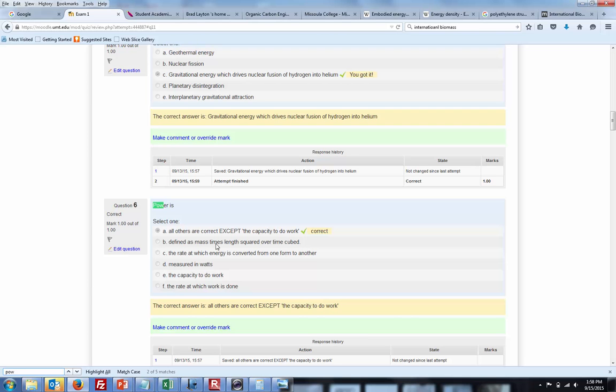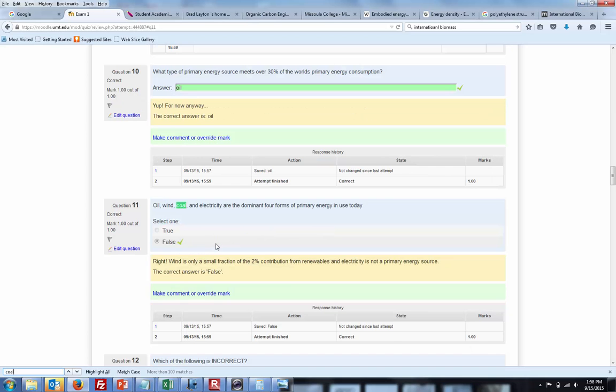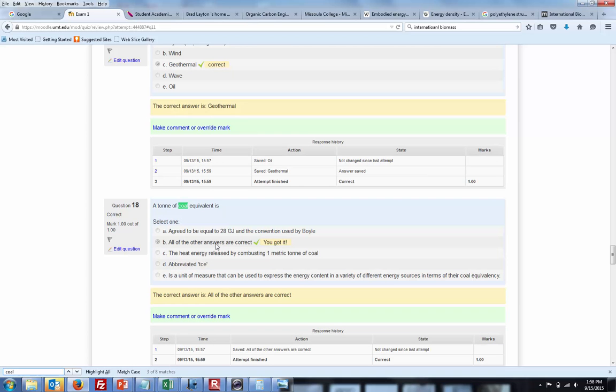And then the ton of coal equivalent. Is that just because the answer was 28 gigajoules? No, that's where they tripped you up. It was 4.2 instead of 42. Are you talking about this one, Todd? Question 18. A ton of coal equivalent, 28 gigajoules. That's what's in the textbook. It is the heat energy released by combusting a metric ton. But is that just because 28 gigajoules is a better answer?